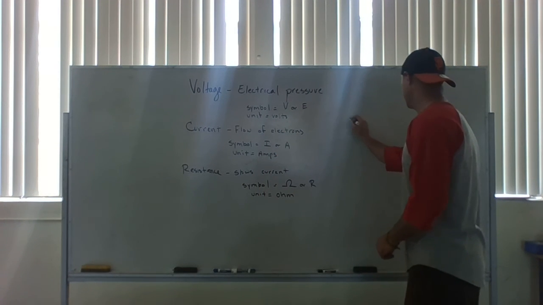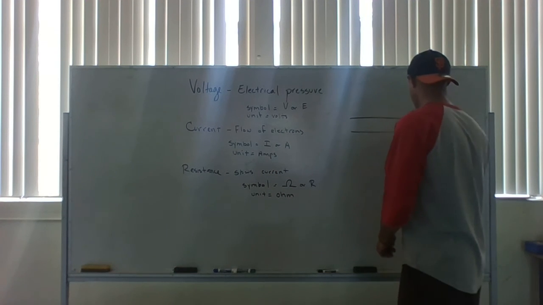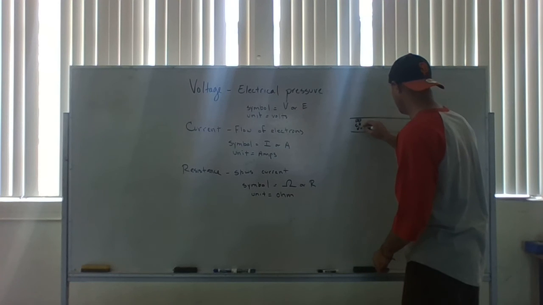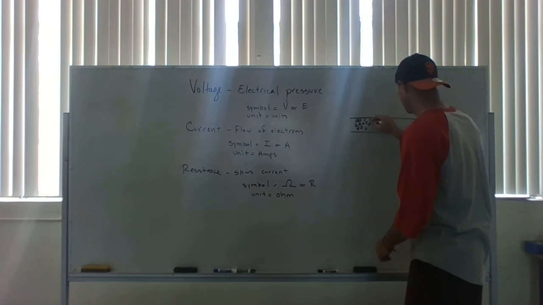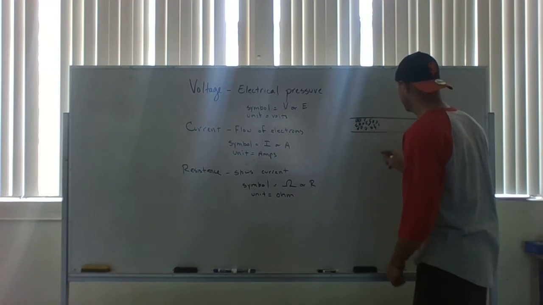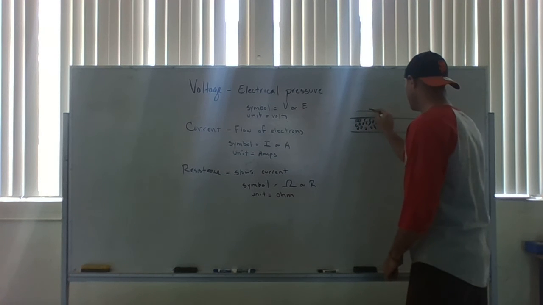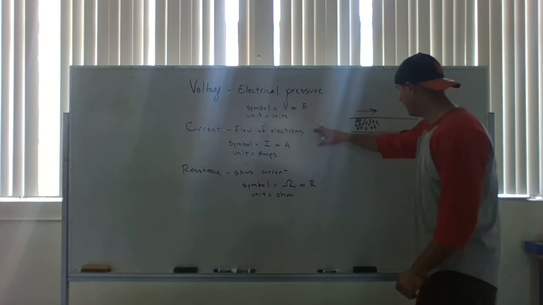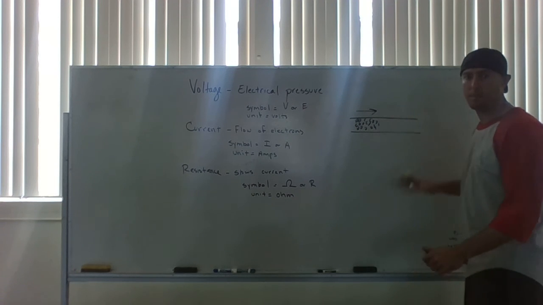So let's say I have a wire. This is a wire. Inside this wire, I have a ton of electrons. These are all electrons. These electrons are flowing in this direction. They're coming from a battery over here, and they're going to a light bulb.